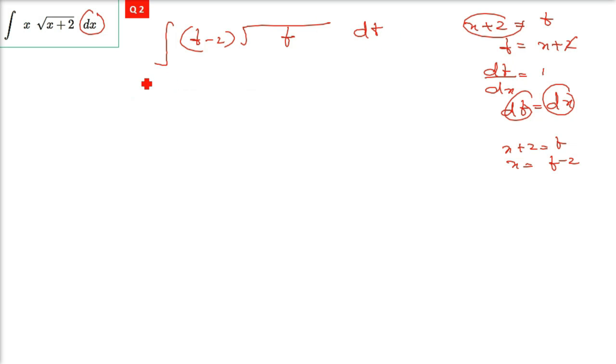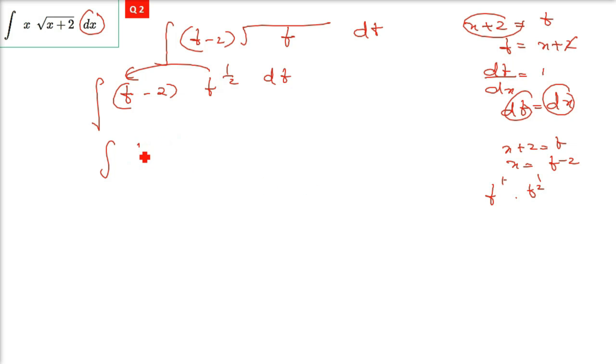Now we just multiply them, using the power rule: when the values get multiplied, the powers get added. So t minus 2, and this under root t is t to the power half. When we multiply it with dt, t into t raised half, which is t to the power 1 multiplied by t to the power half, the base remains the same and the powers get added. So 1 plus half is 3 by 2, and now multiply 2 with t raised half. 2 will come outside, of course, it will not have any effect. So it is t raised half, dt.